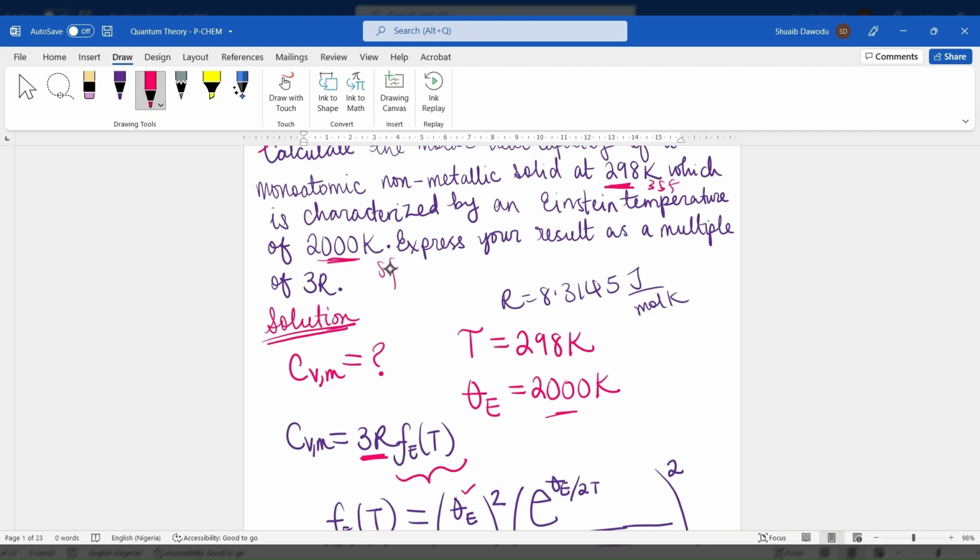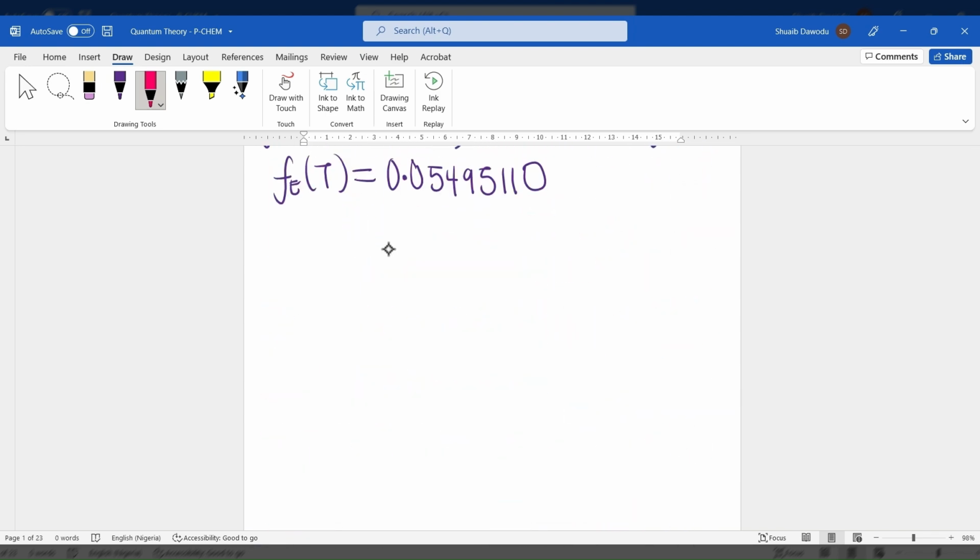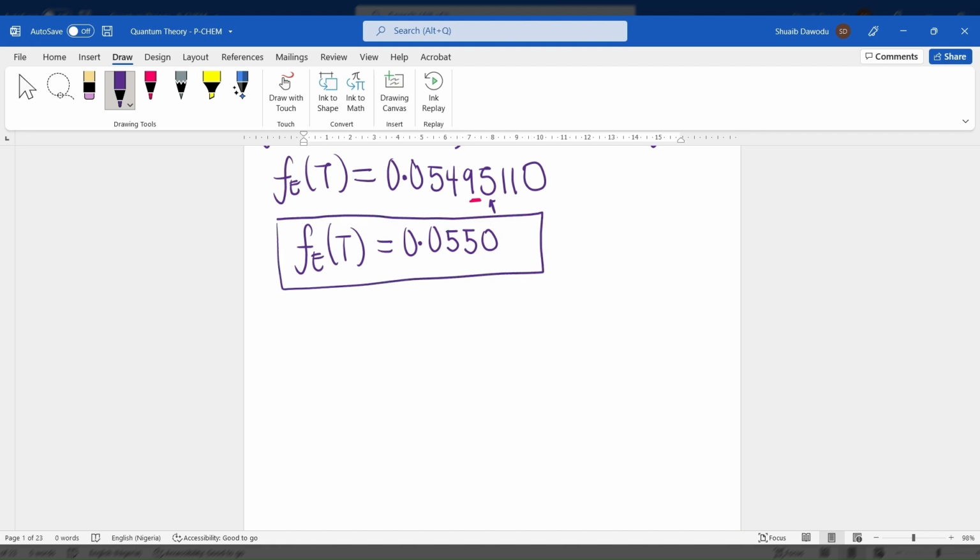And we usually pick the lowest number of significant figures. So we're going to put our answer in 3 sig figs. And when we do that, we end up with f sub e of t is going to equal 0.0550, because of course there's this one here, so we have to do the approximation. We have to round up.